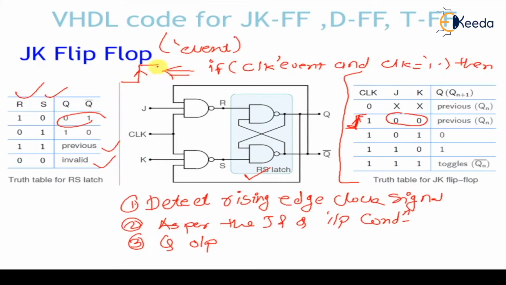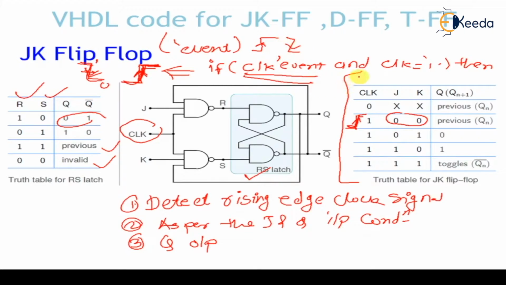Please try to understand how it is detecting. This clock tick event is an attribute; it will check for an event on this clock signal. This clock signal we are declaring as an input and we are checking the event. There are two types of event: either a rising edge or a falling edge, that is 1 down to 0. So there are two events, one is the rising edge, the other is the falling edge. This tick event will detect the rising edge as well as the falling edge.